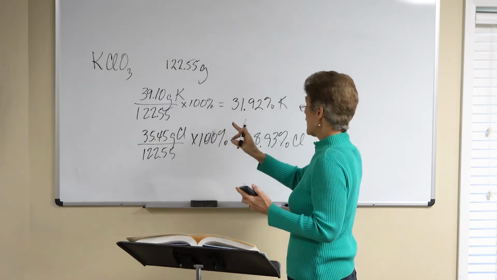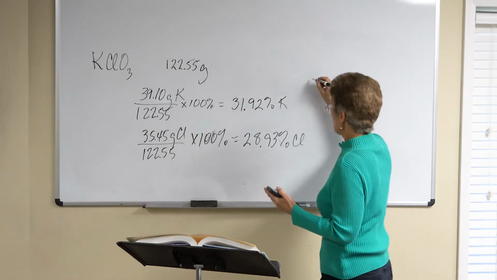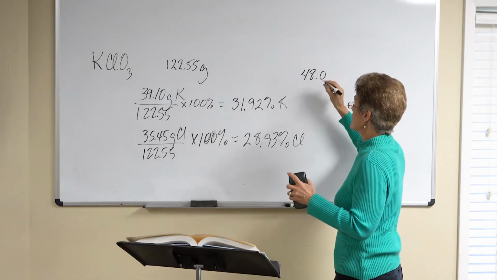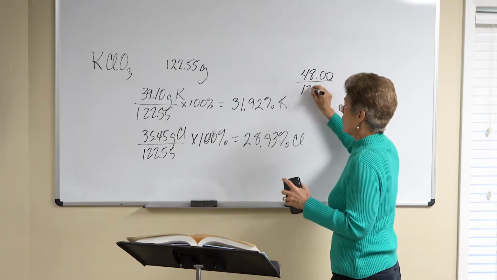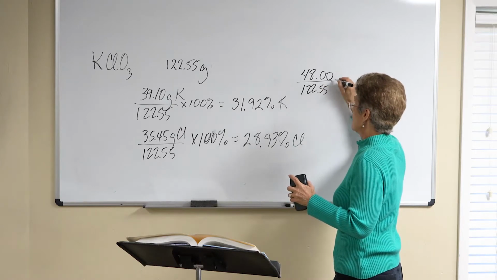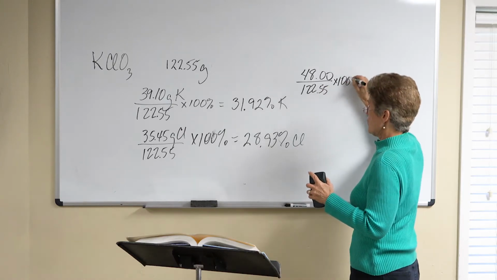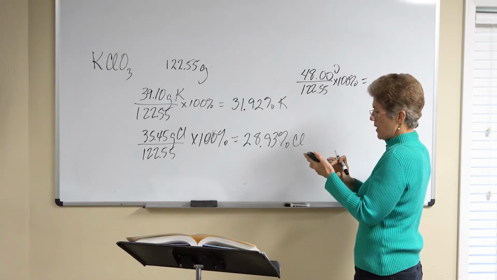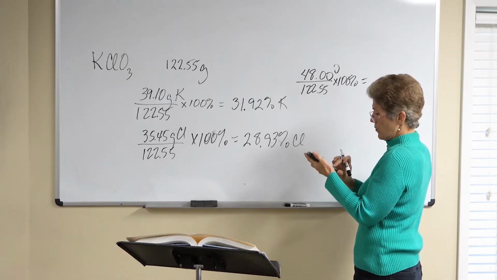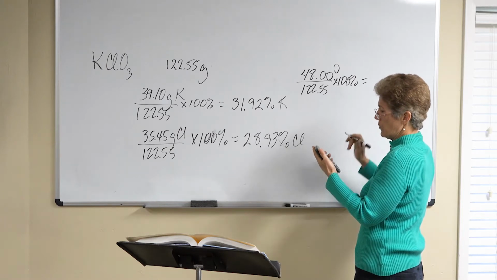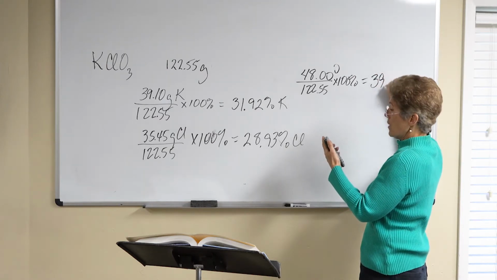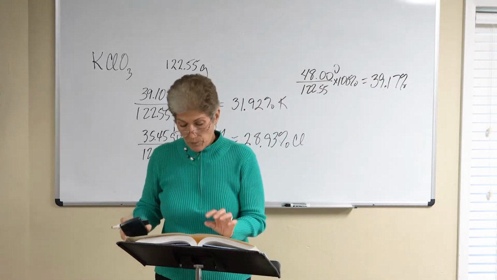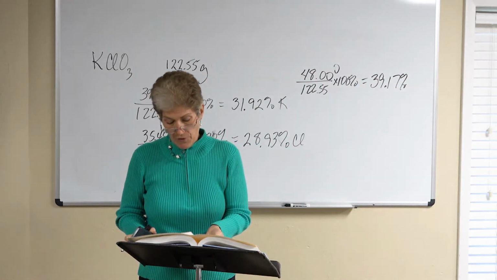And then the last one is oxygen. There's 3 oxygens, so we're going to have to do 3 times 16, so it's 48.00 divided by 122.55 times 100%, and this is for oxygen. And so we get 48 divided by 122.55 equals, and that gives us 39.17%.